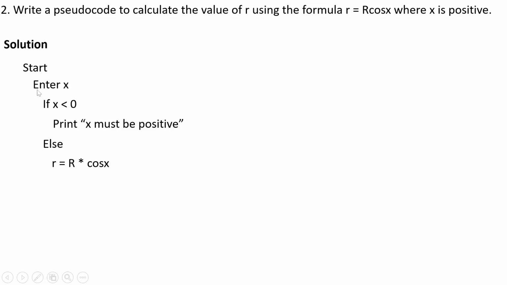So you see the alignment: this one starts, then enter, inside the if block, print x must be positive, inside the block, then else should line up with if. Then this one here should also line up with the print here. Then after that, you say end if, meaning you are terminating this condition here.